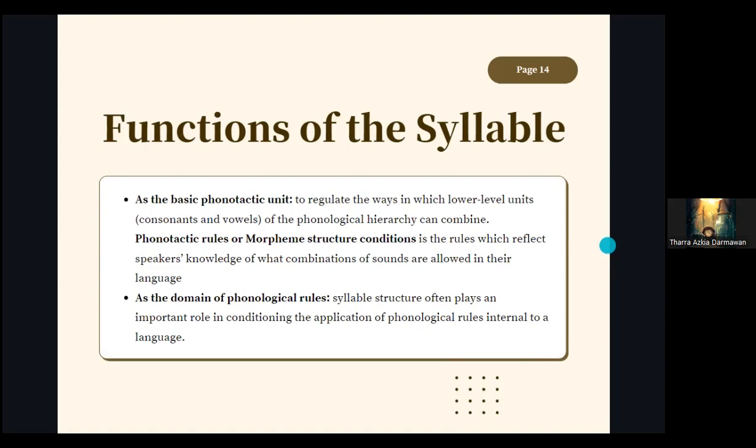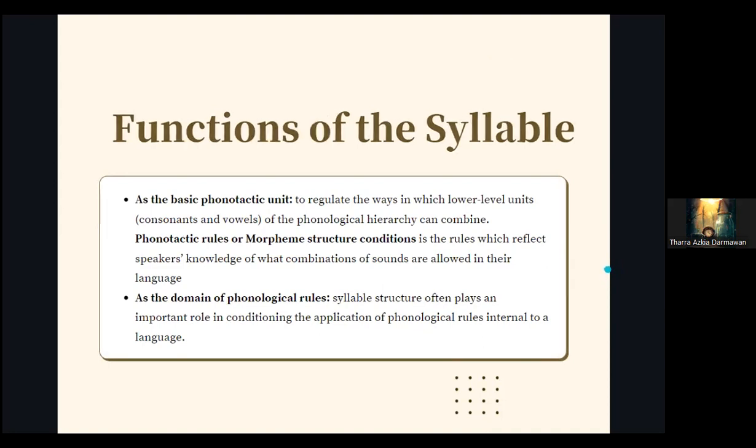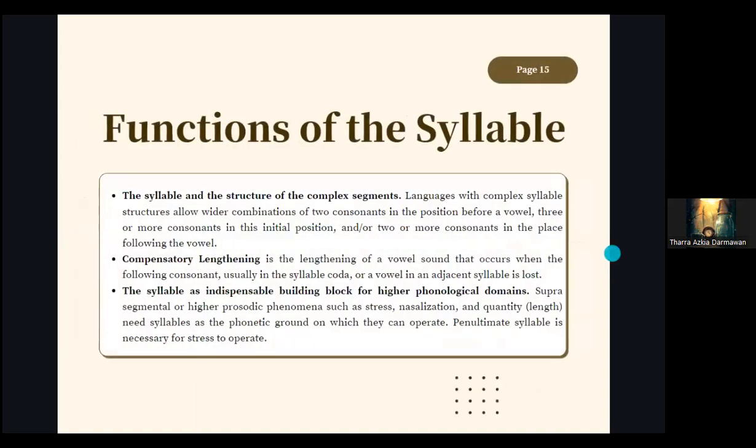Syllable structure often plays an important role in conditioning the application of phonological rules internal to a language. Next slide, please. The third is the syllable and the structure of the complex segments. Languages with complex syllable structures allow wider combinations of 2 consonants in a position before a vowel, 3 or more consonants in this initial position, and/or 2 or more consonants in the place following the vowel.